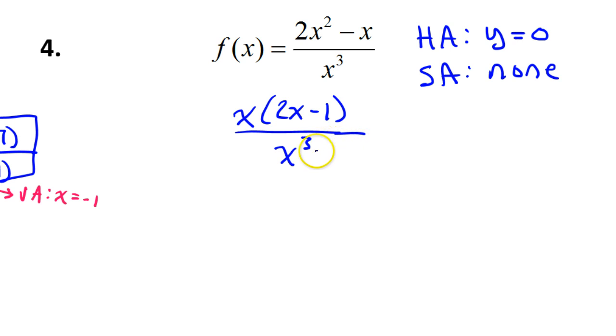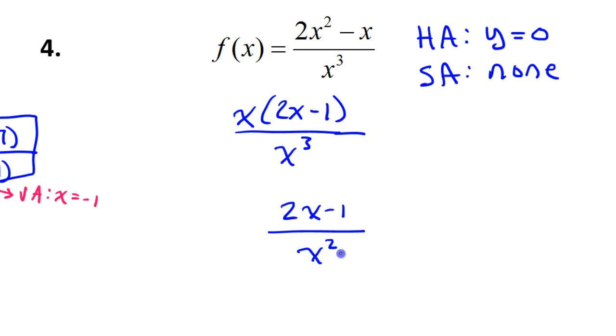Okay, so this is interesting. So this x is going to cancel out one of these x's. So that would be like 2x minus 1 over x squared. So normally we might think, well, there's going to be a hole because we're canceling out x with one of the x's. So normally that would make a hole.